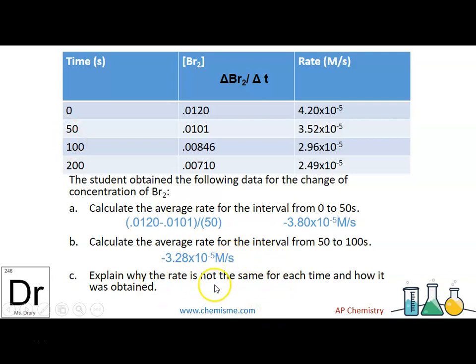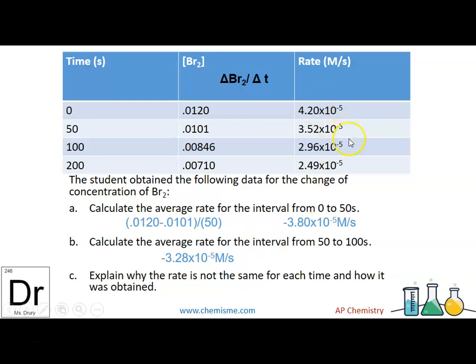And then it says, explain why the rate is not the same for each and how it was obtained. So we always find the rate by doing concentration change divided by time change. And the reason why it's not the same is because bromine must have been being used as we go, right? Because you see how the concentration is dipping. And so the rate's not the same each time because it's being used up. So therefore, the amount of particles you have to collide will be decreased. And so you'll have a harder time having those actually react.